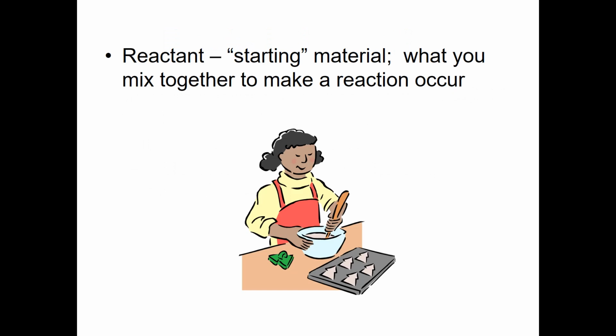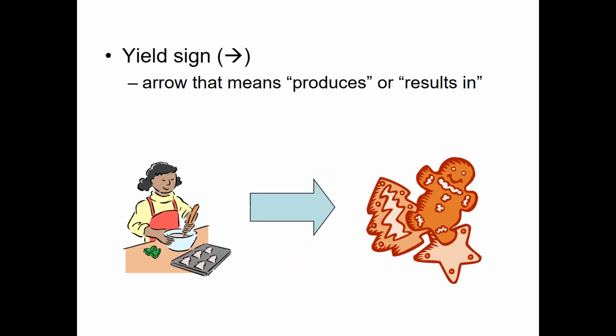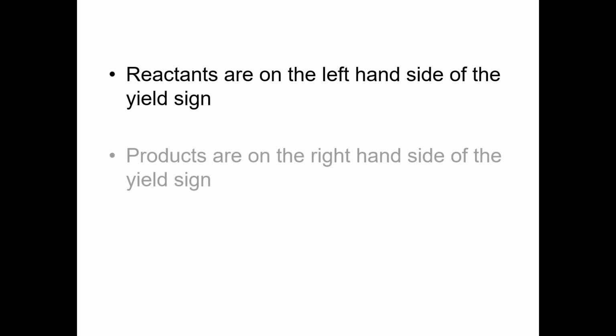So what we're going to start to do is write chemical equations, and the reactants are always what you begin with. You mix them together, and those will form products. So that is what you end up with. And when we write a chemical equation, you're going to separate the reactants and products with an arrow, and we call this arrow the yield sign. So the reactants are always on the left-hand side of the yield sign. The products are on the right-hand side of the yield sign.